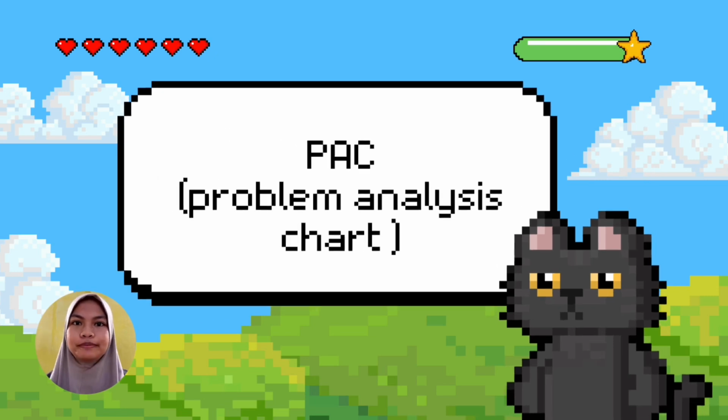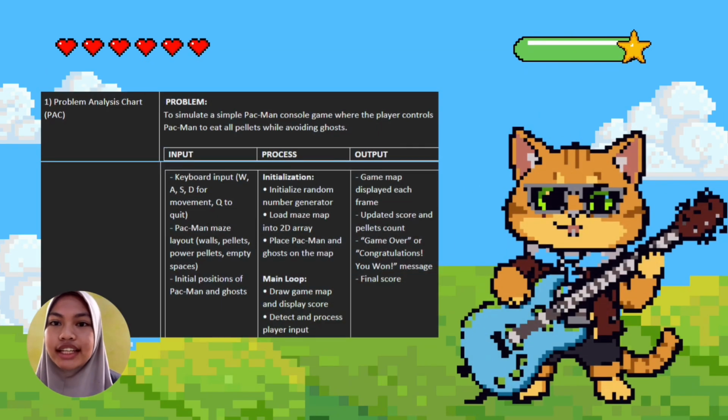Next, I will present the problem analysis chart. The problem of this project is to design a simple console-based Pacman game where the player controls Pacman to collect all the pellets in a maze while avoiding the ghosts. The inputs of the program include the keyboard controls W, A, S, and D for movement, and Q to quit the game. Other inputs are the game map layout, which contains walls, pellets, and power pellets, as well as the initial positions of Pacman and the ghosts.